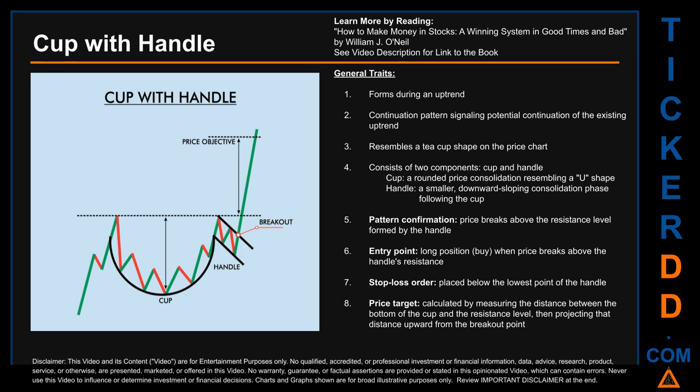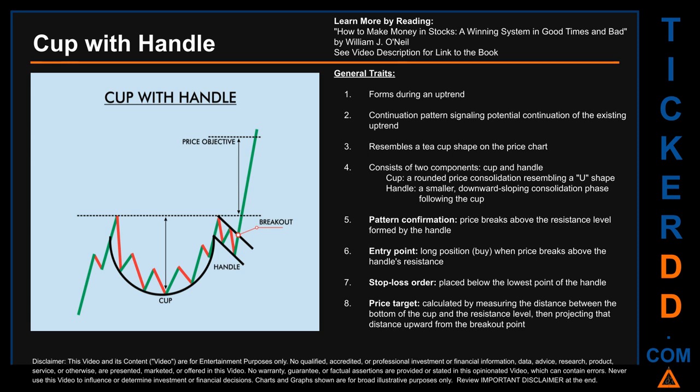In summary, a cup with handle is a chart pattern that indicates a potential bullish continuation or reversal, characterized by a rounded bottom followed by a consolidation phase. Traders use this pattern to identify potential buying opportunities when the price breaks out above the resistance level formed by the top of the cup or the upper trend line of the handle.